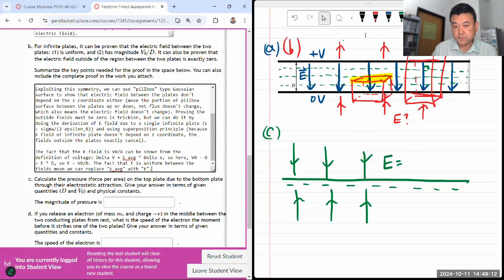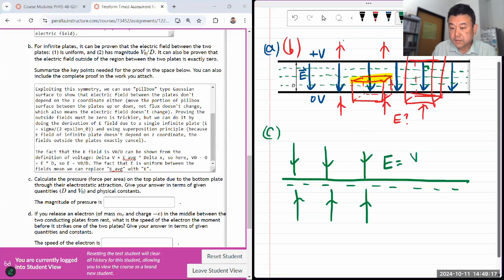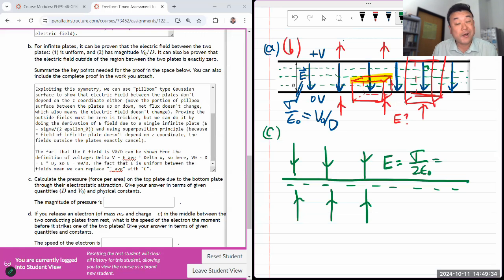So here E would be sigma over 2 epsilon naught, and comparing that to the electric field that should be here, which is sigma over epsilon naught, which is equal to V naught over D. I can re-express this in terms of quantities I have, which is half of that electric field, V naught over 2D. So that's the value of the electric field here.